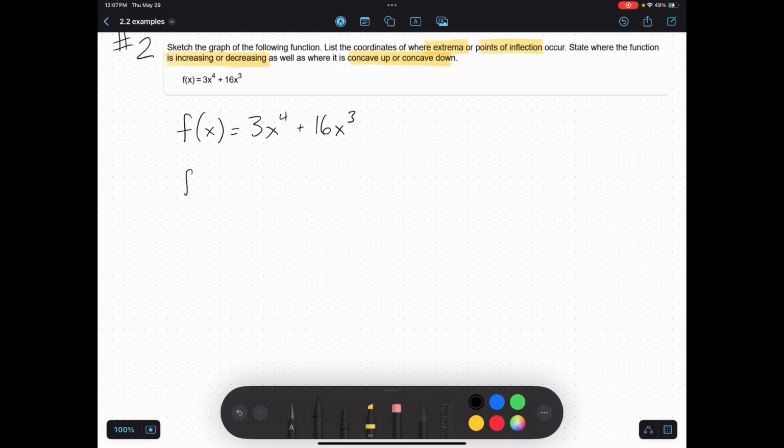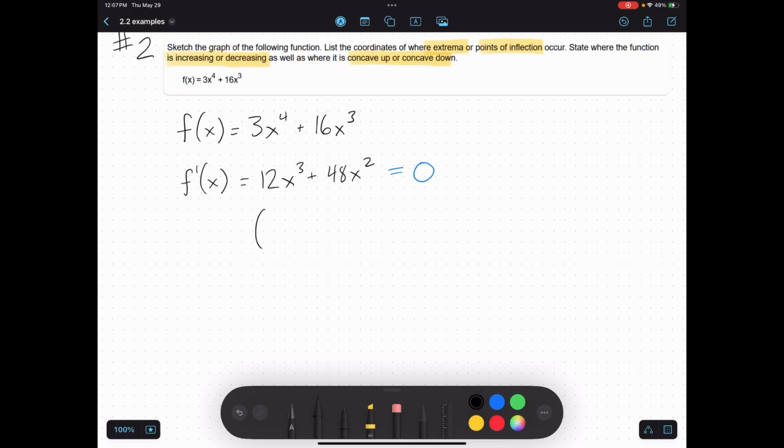To find those critical points, I'm going to find the derivative and set it equal to 0. So I get 12x cubed plus 16 times 3 is 48x squared. And then I'm going to set that equal to 0. Interesting, this one's a cubic function, so how do I solve something like this? I have to factor.